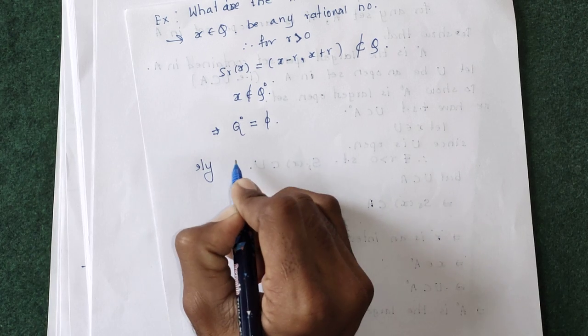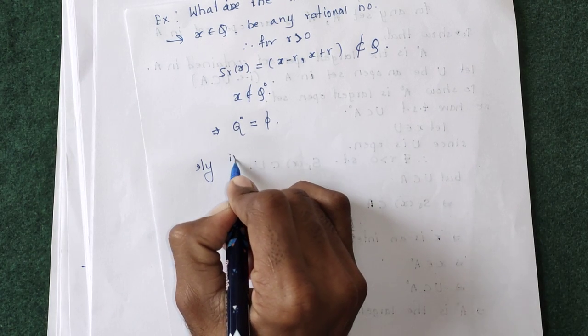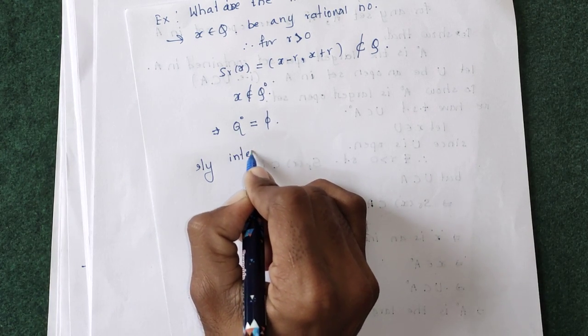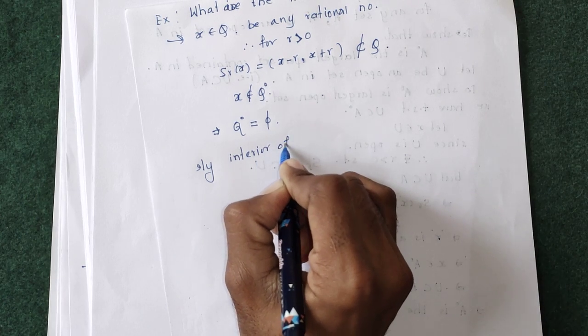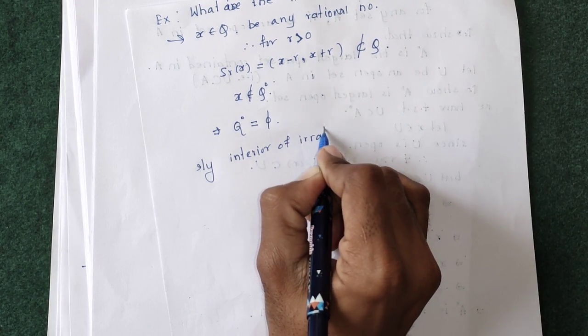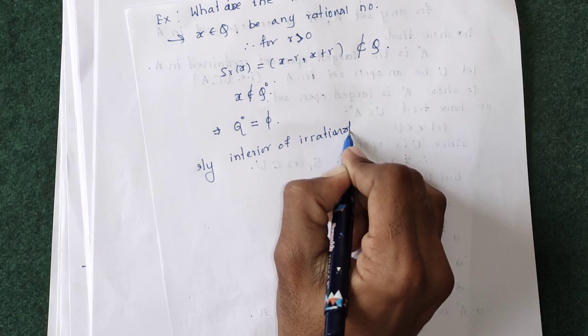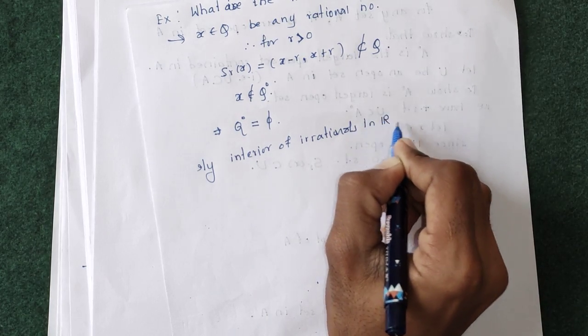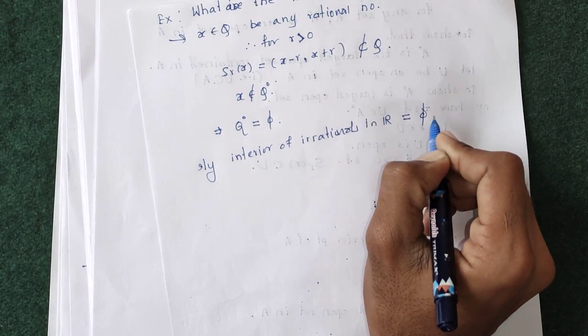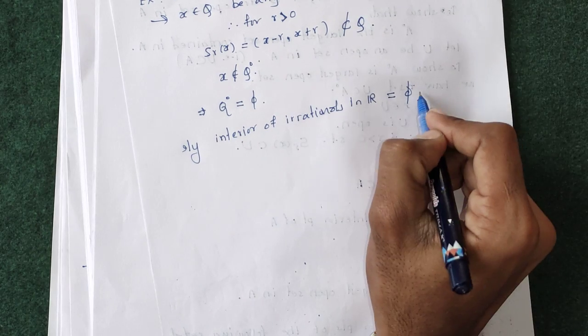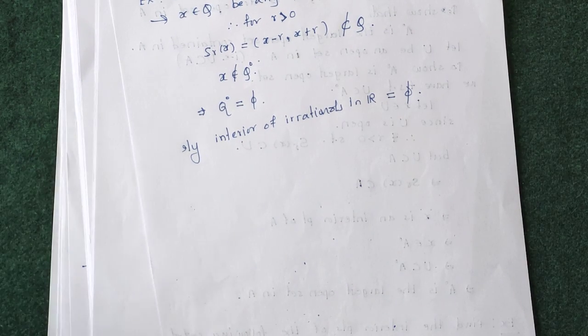Similarly, for the irrational numbers, the interior of the irrationals in R is equal to phi, the null set, the empty set. So that's it for today.